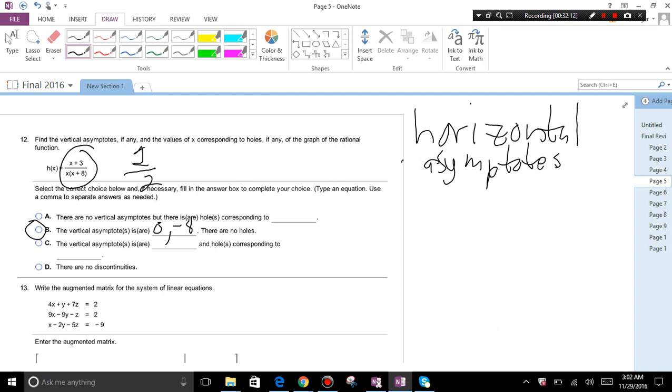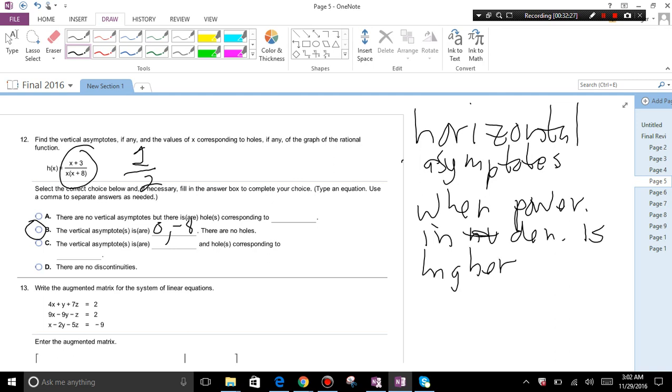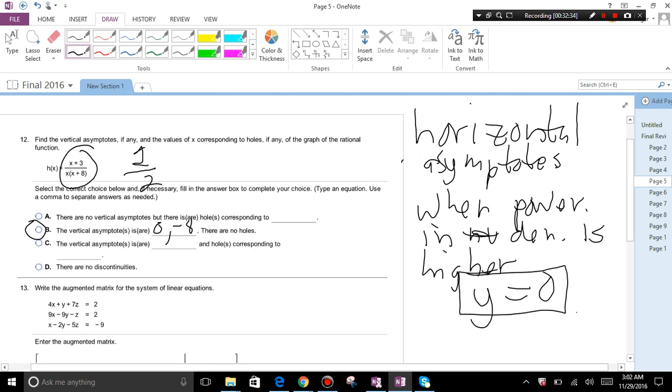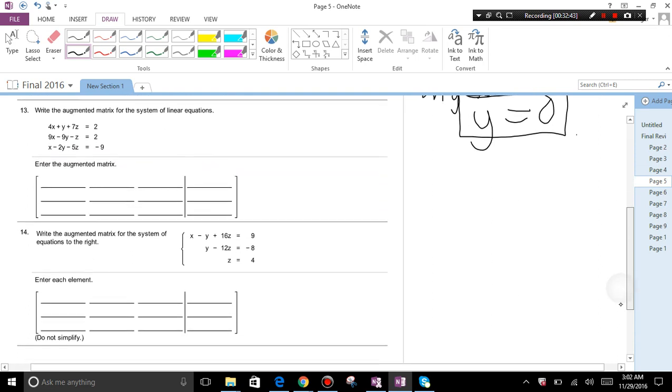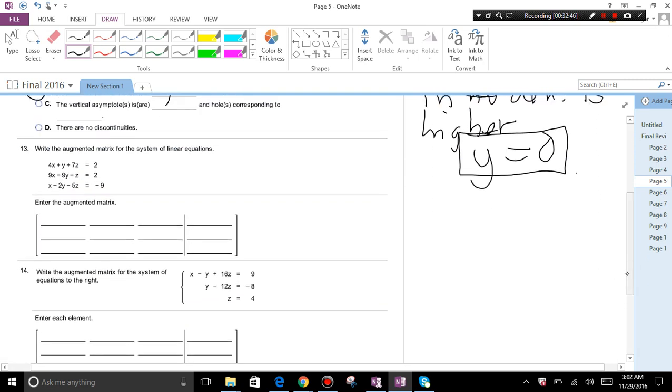When the power in the denominator is higher, then the horizontal asymptote is y equals 0. And that would be a horizontal asymptote. We did not get a chance to talk about any of this stuff for 13, 14, and so forth. But it's pretty straightforward. I'm going to have it as extra credit.